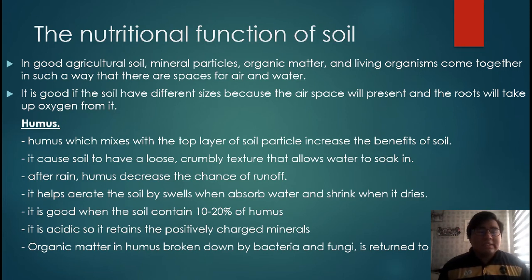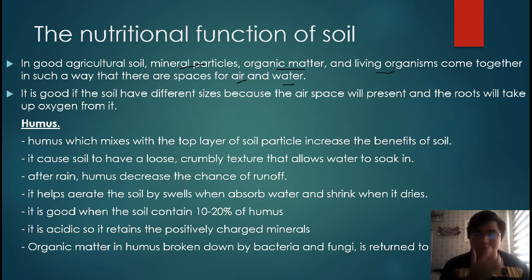So basically the statement said that if we want to have a good soil, we must have mineral particles, organic matter and living organisms. So these three things we must have in the soil. And also it is important to have space for air and water. Because of what? The plant needs water and oxygen to take up. So that's why we need the space.